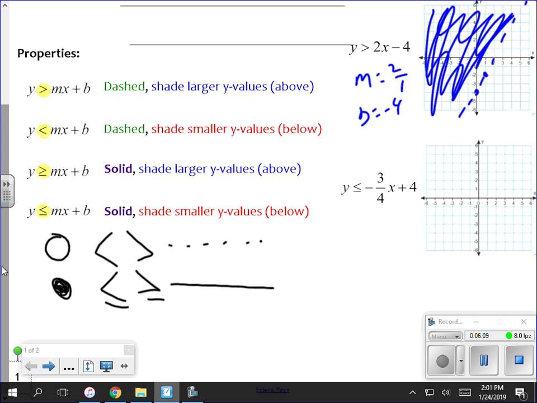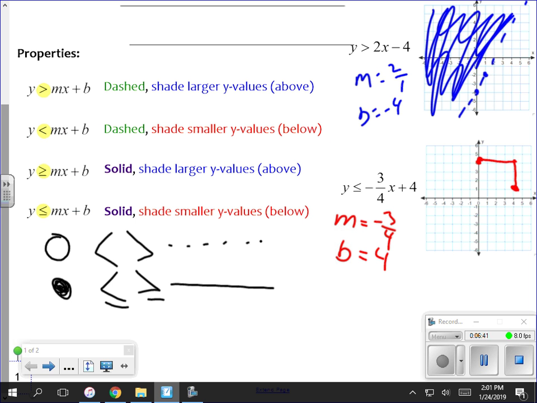So for example, if I graph this equation over here, my slope is -3/4. My y-intercept is 4. I graph the same way. Plot my y-intercept, 4. Then my slope is -3/4, so I go over 4 and down 3.